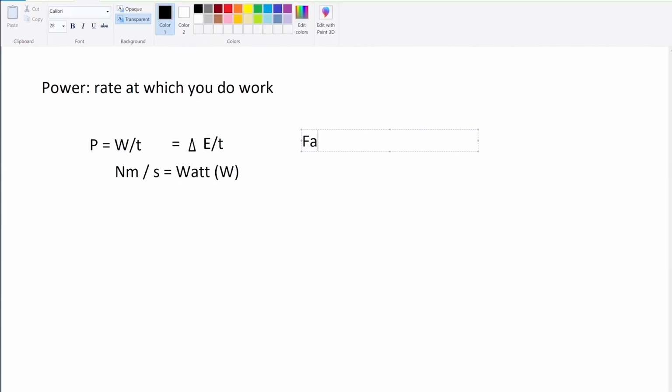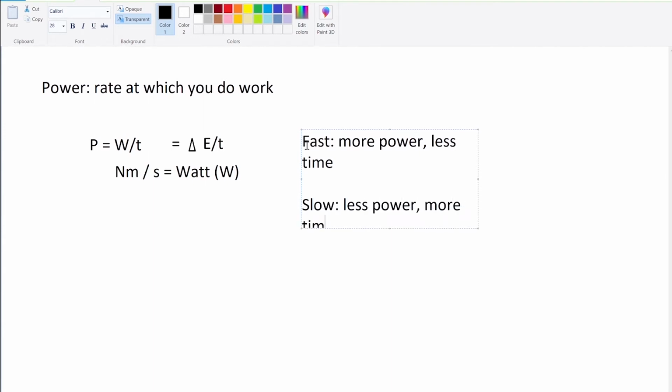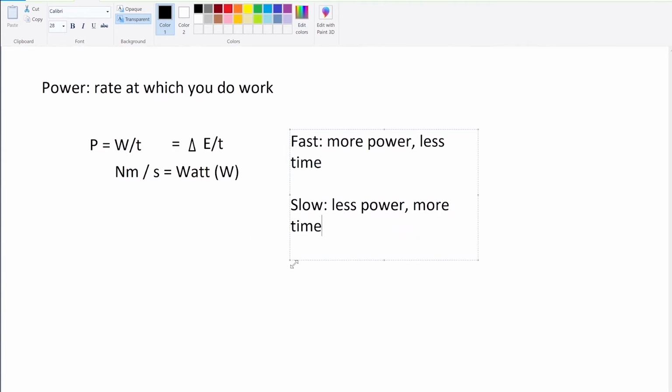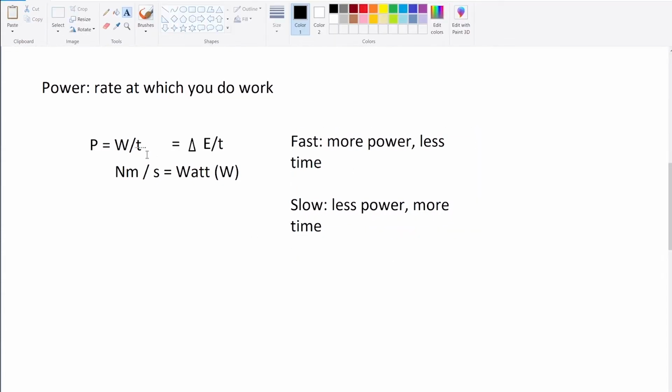When you're doing things fast, that's more power and less time. But if you're doing things slow, that'll be less power and more time. And that makes sense if you look at the equation, right? If you increase time here, that fraction of work over time, with a higher denominator, which means slower, is going to decrease your total value for power. And if you have less time, that's going to be more power because that fraction is going to be higher with a smaller denominator.